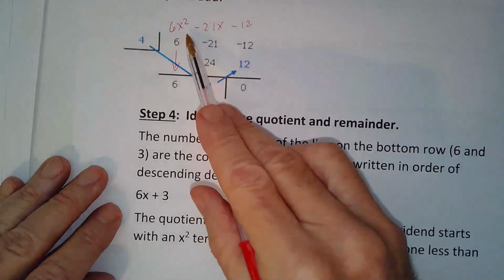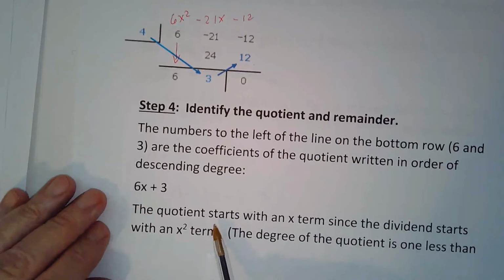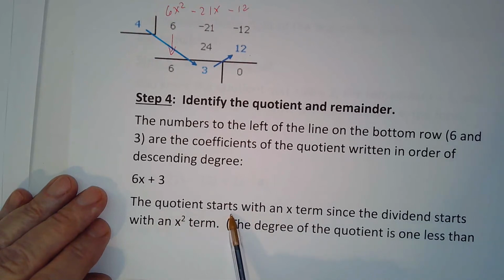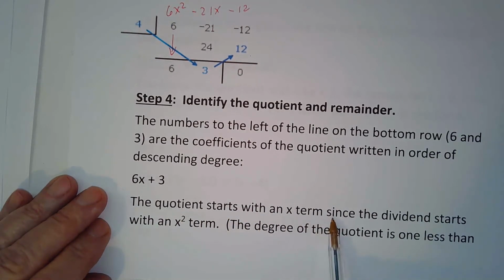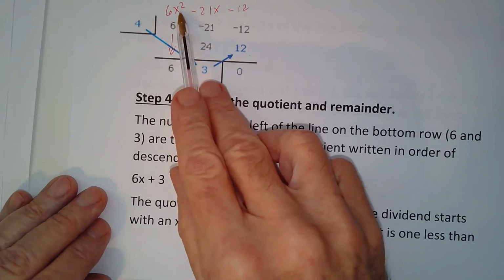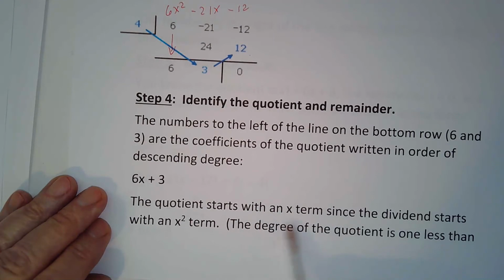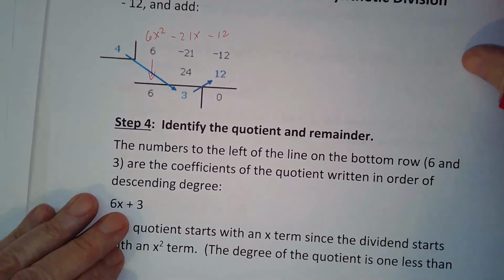plus 3. Well, this was x squared originally. Now the 6 was shown as x. The reason is the quotient always starts with an x term, not a squared term. Well, I should take that back. It starts with an x term. So this has an x squared, but it could also be an x. Since the dividend starts with an x squared term, though, you drop a degree. The degree is 1 less than what it had been before.